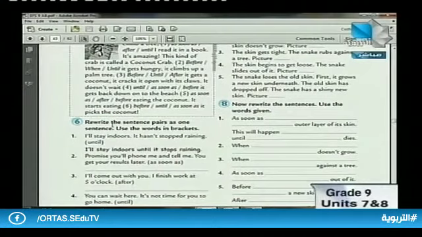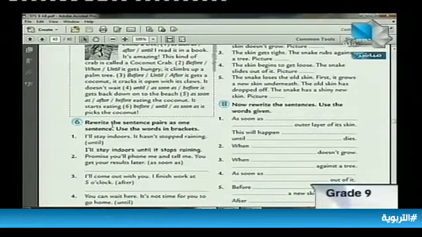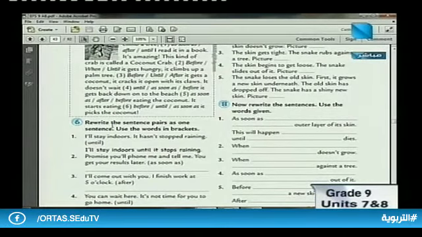exercise number 6. Here, let's read the rubric. Miss Lama, please. Rewrite the sentence pairs as one sentence. We have to join, to link these two sentences as one using the linking words. Okay. The first one is an example.